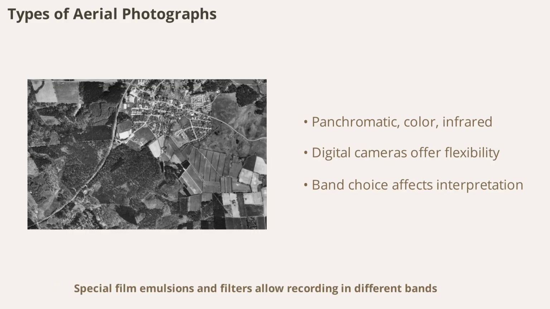Special film emulsions and filters allow recording in different bands, including near-infrared. Digital cameras can assemble standard color or color-infrared products, offering flexibility for various applications. The choice of band combination affects how features appear and what information can be extracted from the images.